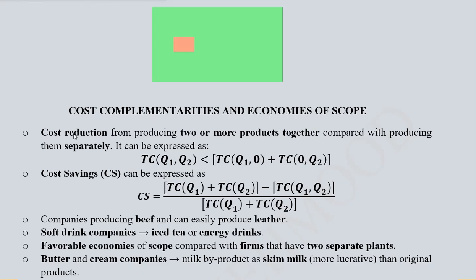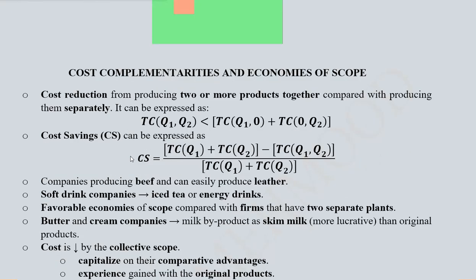So under economies of scope, the cost reduction takes place when we are able to produce two or more products together instead of producing them separately. So this is what economies of scope is, the benefits that are reaped if we are able to produce more than one good together instead of making them separately. Mathematically speaking, it shows that the total cost of producing Q1 and Q2 combined is less than the total cost of producing Q1 separately and the total cost of producing Q2 separately, where zeros show that here Q2 is not being produced and here Q1 is not being produced. So this is what economies of scope is in mathematical terms.